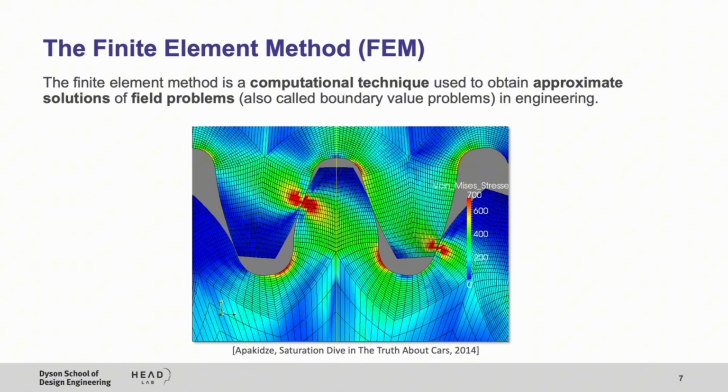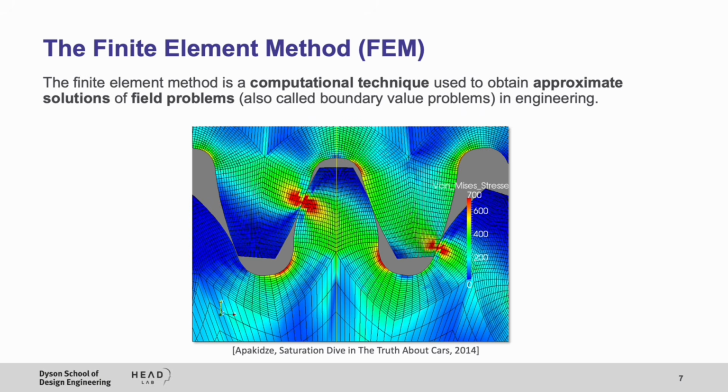Finite element methods is the computational technique that we use to obtain approximate solutions of field problems, also called boundary value problems in engineering. The example I showed you was the meshing gears, and here is the prediction from the finite element approximation for those meshing gears. You can see here the distribution of the so-called von Mises stress.